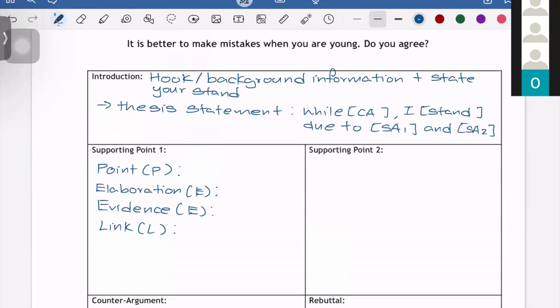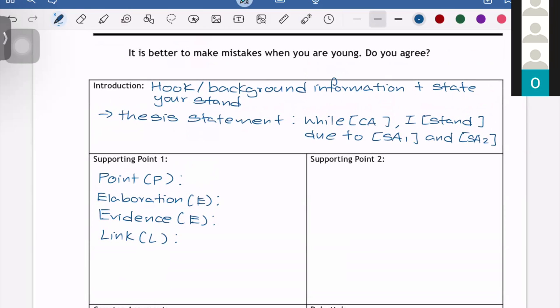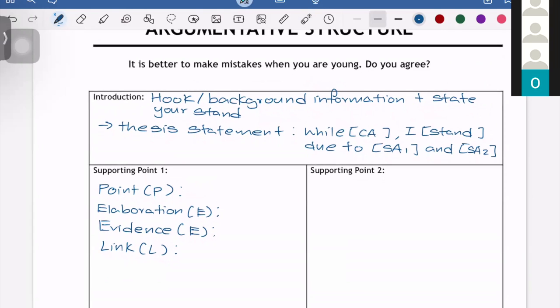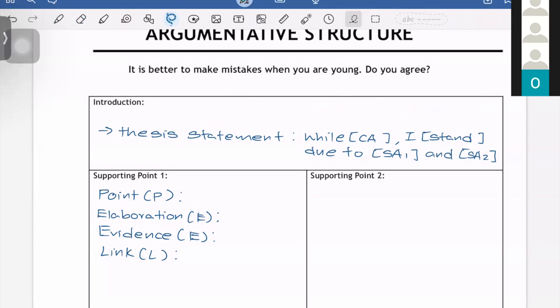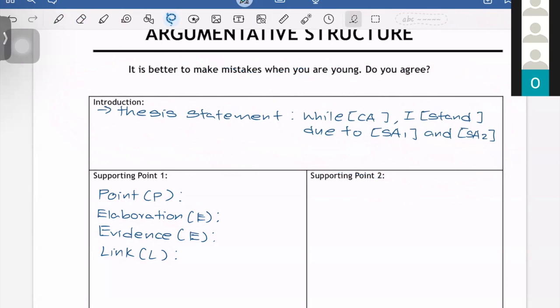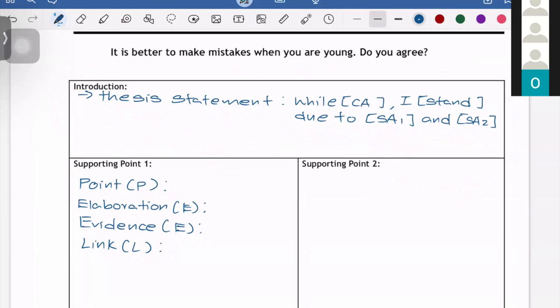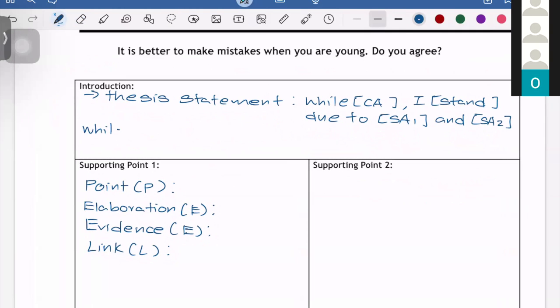Okay, someone asked for an example to form a thesis statement in relation to this question: it is better to make mistakes when you are young. Do you agree? So I would say I agree to a large extent. So how can I form my thesis statement? Example of how this will be formed: some may argue that it makes no difference.